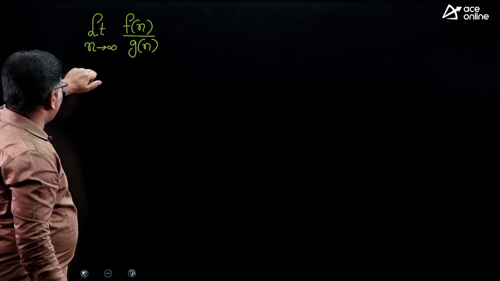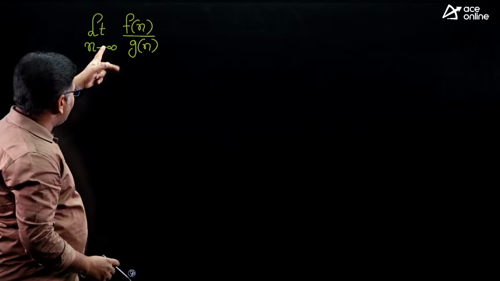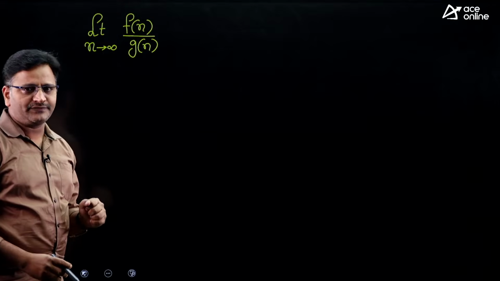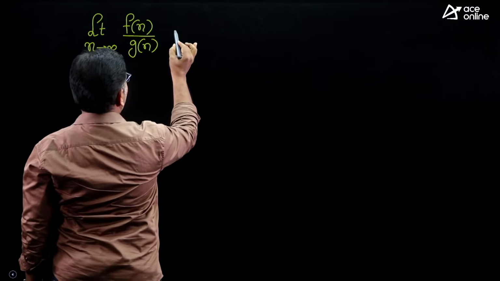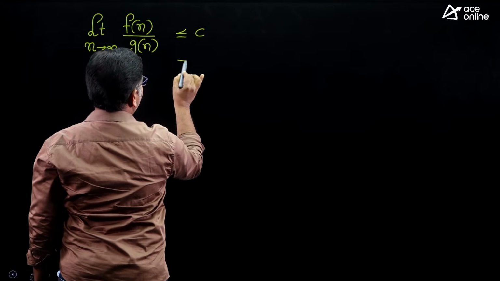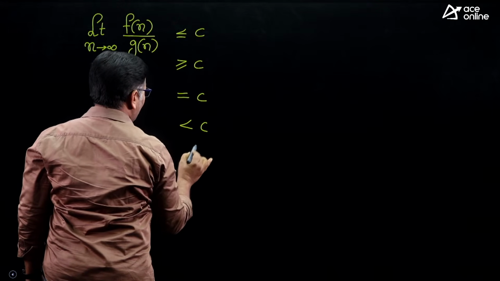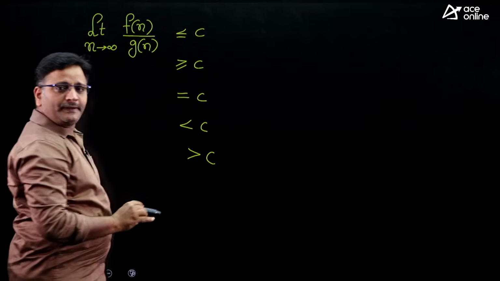The limit as n tends to infinity of the ratio f of n by g of n, we need to find in order to analyze the growth rate of f of n and g of n for large values of n. After computing this value, the possibilities are it may be less than or equal to c, greater than or equal to c, equal to c, less than c, or greater than c. These are the possibilities, friends.